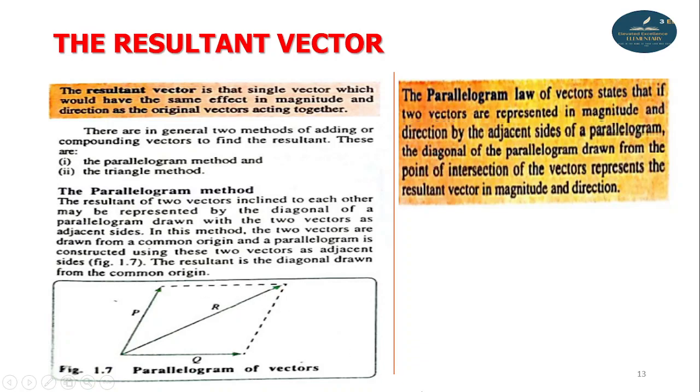So what does it state? Now let's look at the parallelogram law of vectors before we proceed. The parallelogram law of vectors states that if two vectors are represented in magnitude and direction by the adjacent sides of a parallelogram, the diagonal of the parallelogram drawn from the point of intersection of the vectors represents the resultant vector in magnitude and direction. What does this imply?